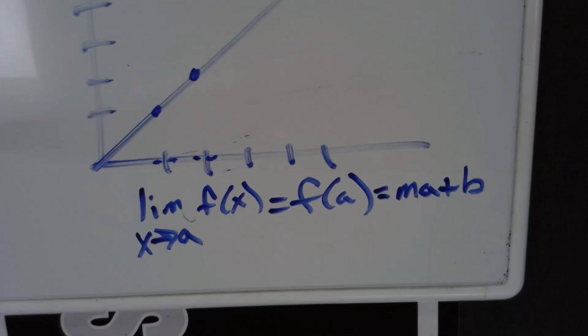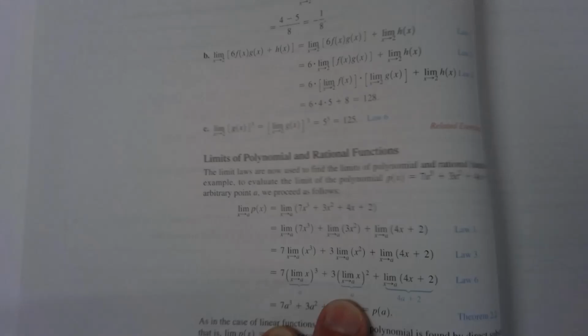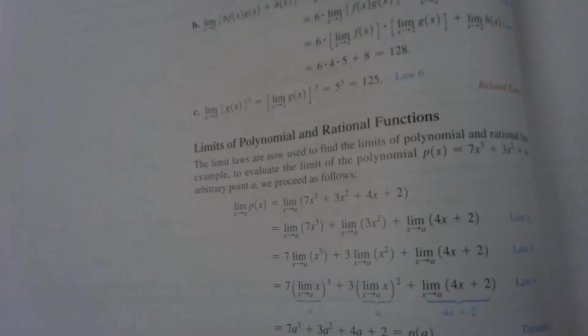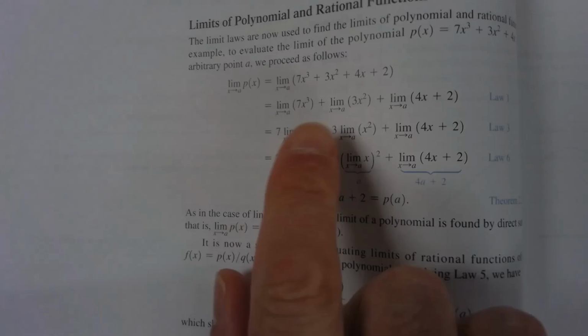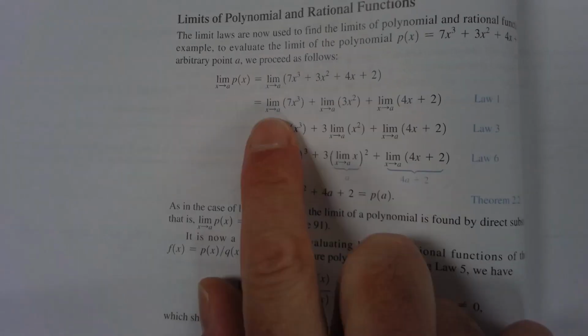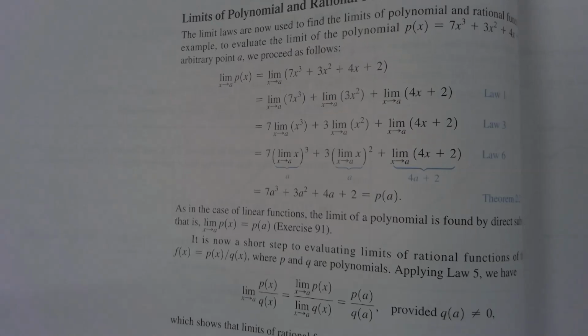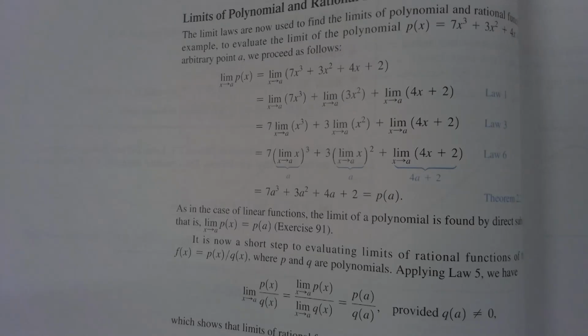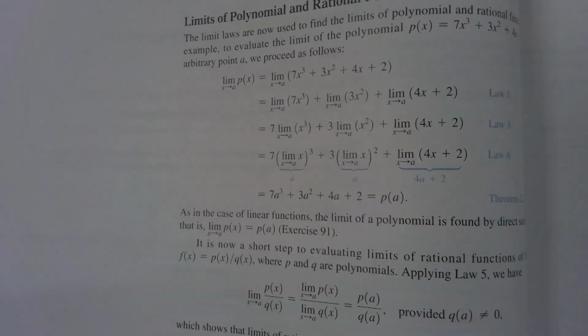You may not have understood that you could do this right away from those limit laws, but look what they're doing down here, and I'm going to explain why they're doing that in a second. Here's a polynomial, and all they're doing is breaking it down. Each of these terms is just like a separate function. Any giant function that you have, you can break into individual terms if that's what you want to do. They apply laws 1, 3, and 6, but basically what they're doing with that is making them into linear functions.